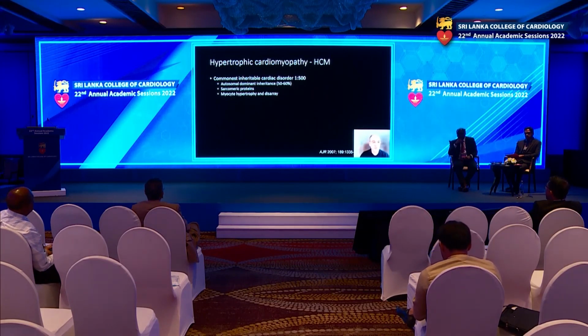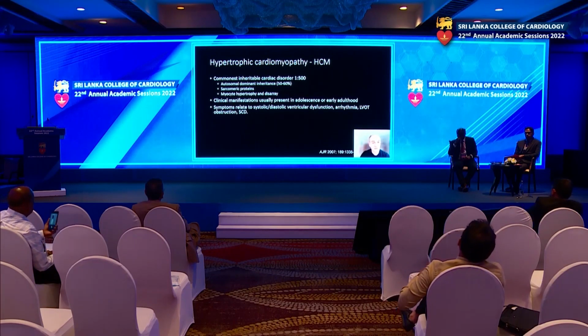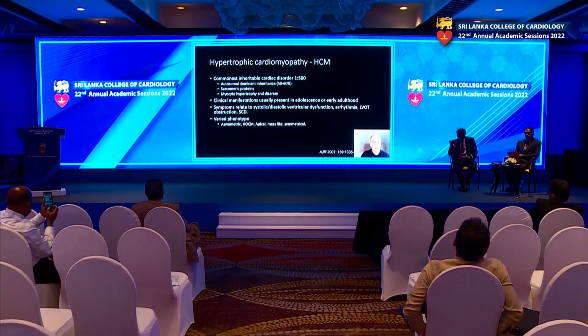As you'll be aware, it's the commonest inheritable cardiac disorder with an incidence of about 1 in 500, autosomal dominant inheritance, and it has myocyte hypertrophy and disarray, and you will be seeing this on a regular basis in your echo, I'm sure. Manifestation normally comes in adolescence and early adulthood, and symptoms relate to systolic and diastolic dysfunction, arrhythmia, left ventricular outflow tract obstruction, and sudden cardiac death.